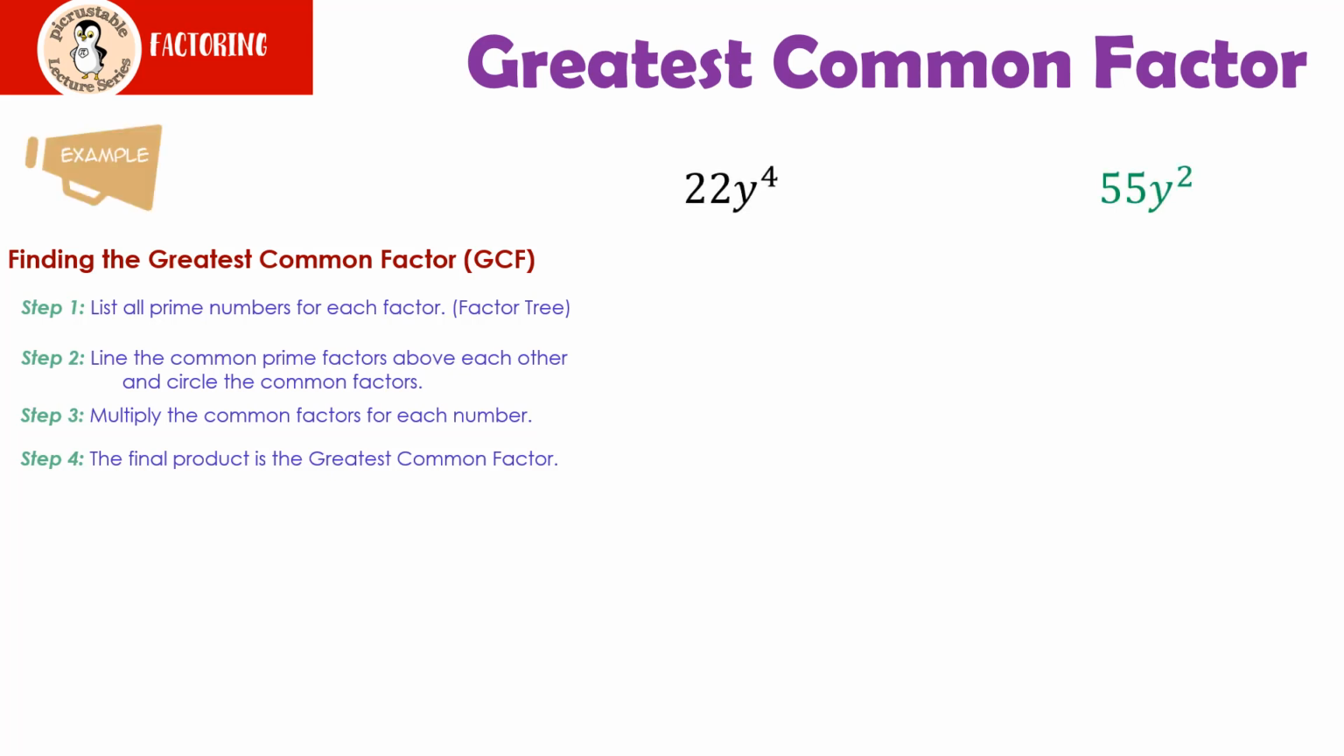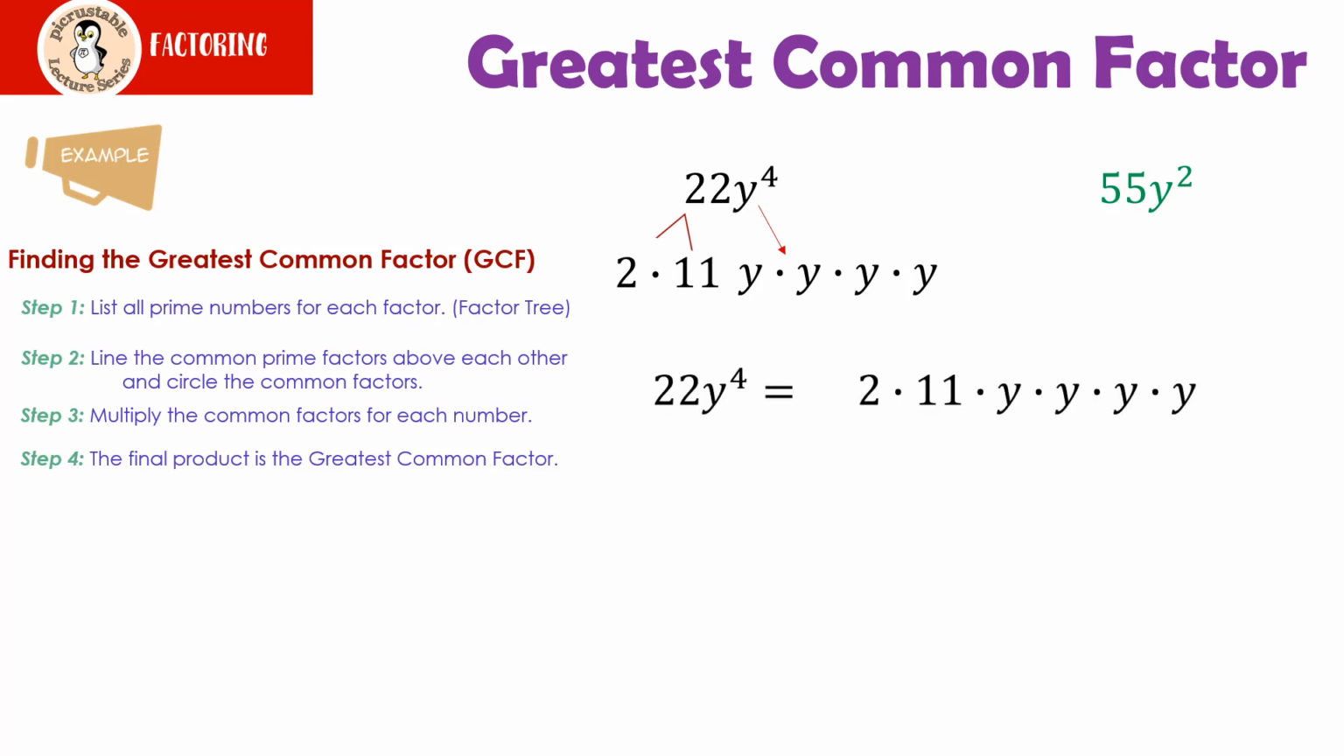Let's look at this one. Once again, we're going to do a factor tree. 22 is 2 times 11. 2 is prime and 11 is prime. y to the 4th power is y times y times y times y. So we're going to write that down. 55y squared, well, 55 is 5 times 11. 5 is prime and 11 is prime. And then we have y times y. So let's write that down.